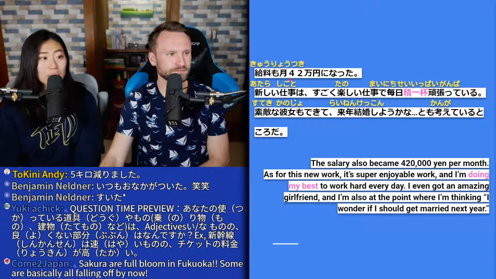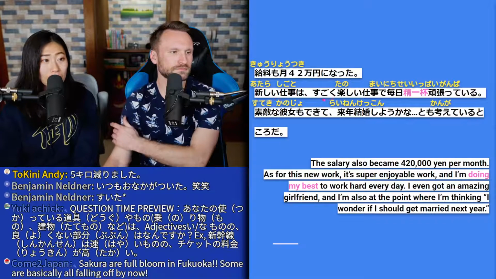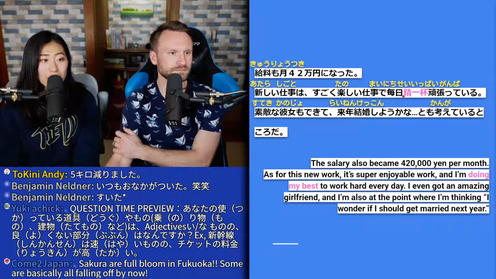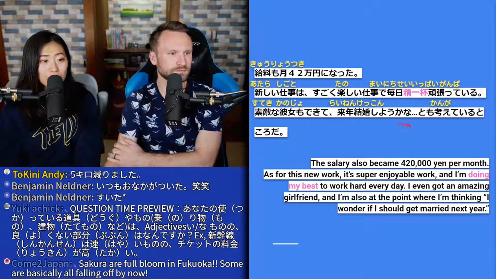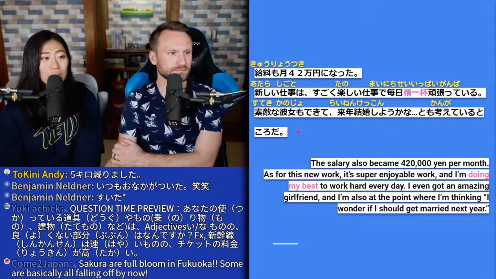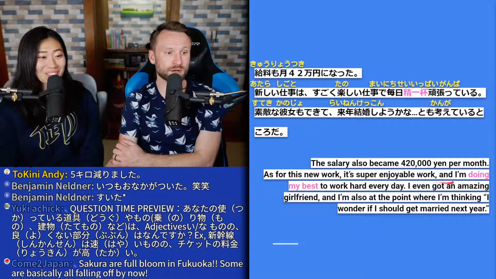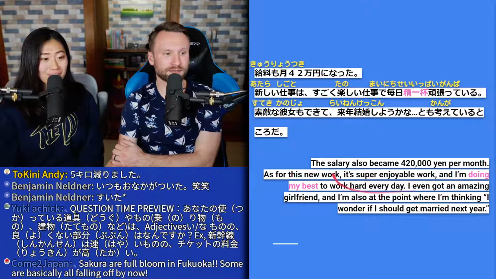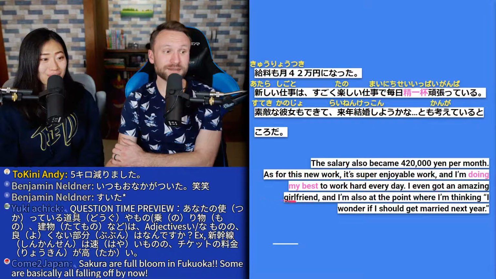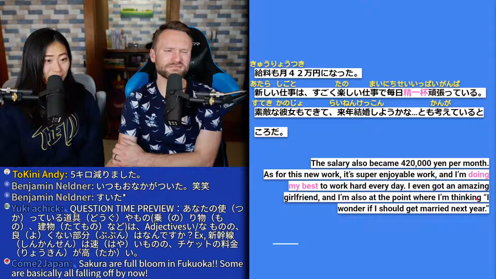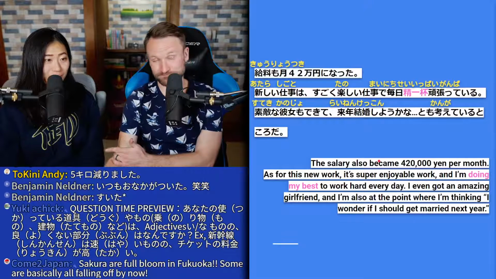給料も月42万円になった。新しい仕事はすごく楽しい仕事で、毎日精一杯頑張っている。素敵な彼女もできて、来年結婚しようかな、とも考えているところだ。 The salary also became 420,000 yen per month. As for this new work, it's super enjoyable work, and I'm doing my best to work hard every day. It's a lot of work. I even got an amazing girlfriend, and I'm also at the point where I'm thinking, I wonder if I should get married next year. That's the point he's at.